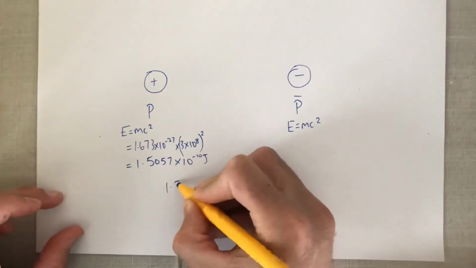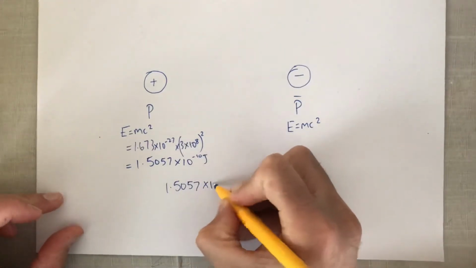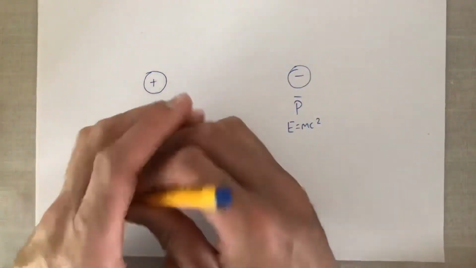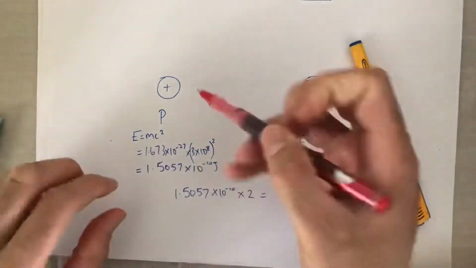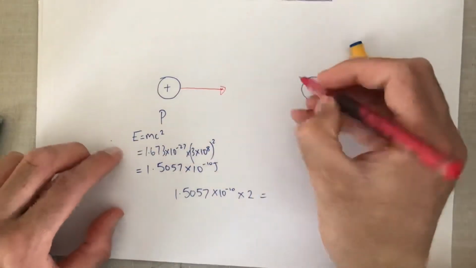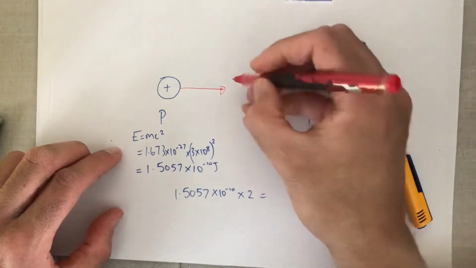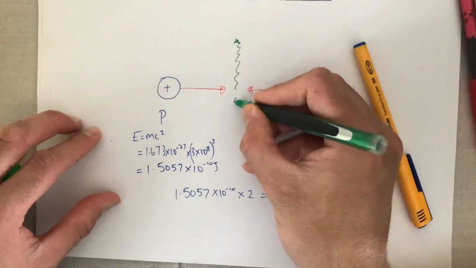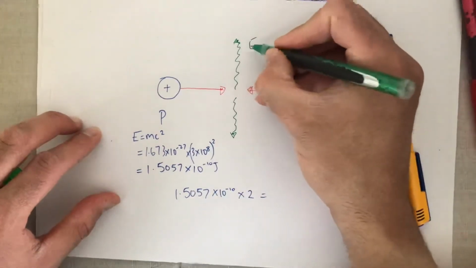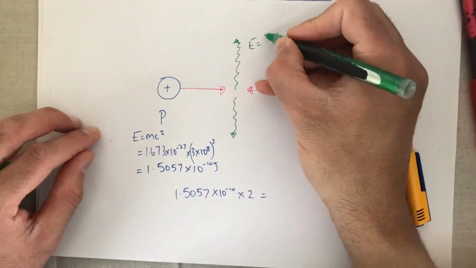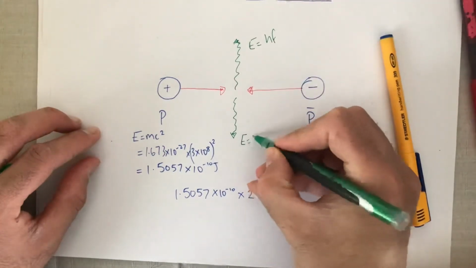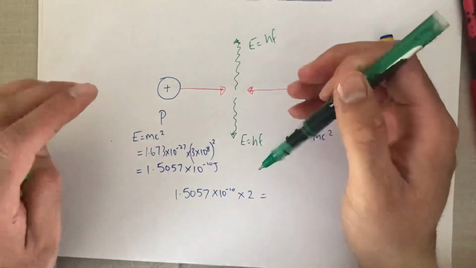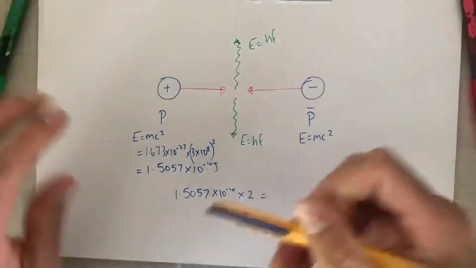So we're going to do 1.5057 times 10 to the minus 10 times 2, because there's two lots of them. Both of these actually come together like this. So this will head that way. They both attract each other, and they basically annihilate in the middle, releasing two photons. Each photon has energy hf. That's the way we calculate the energy in terms of a wave, because these are photons, and photons are part of the electromagnetic spectrum.